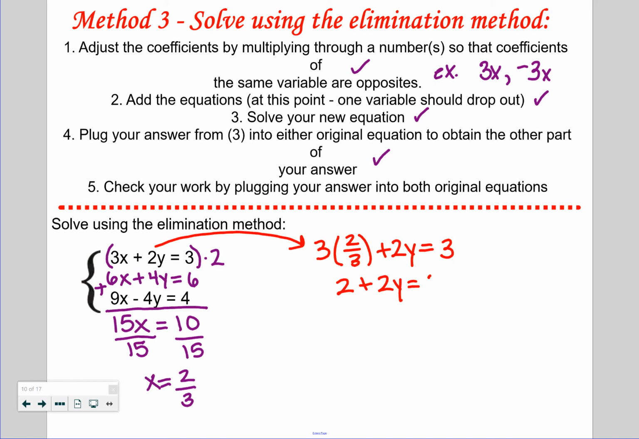Plus 2y equals 3. Subtract 2. I get 2y equals 1. And then divide both sides by 2. I get y as a half. So my final answer here is 2/3, 1/2.